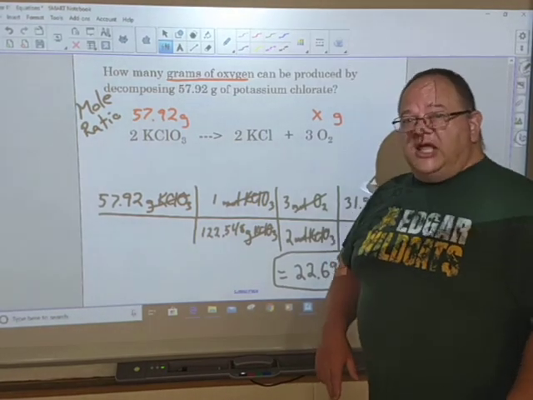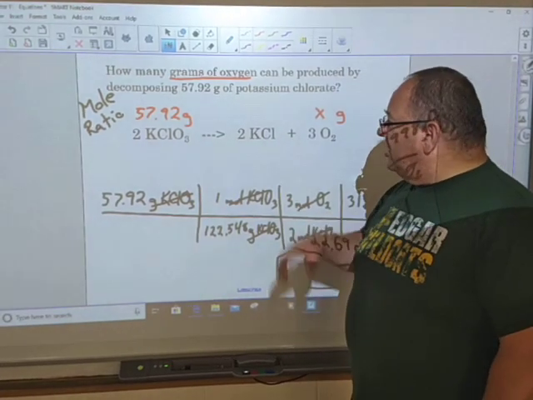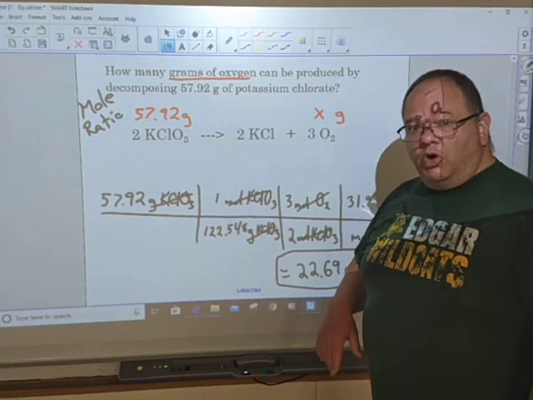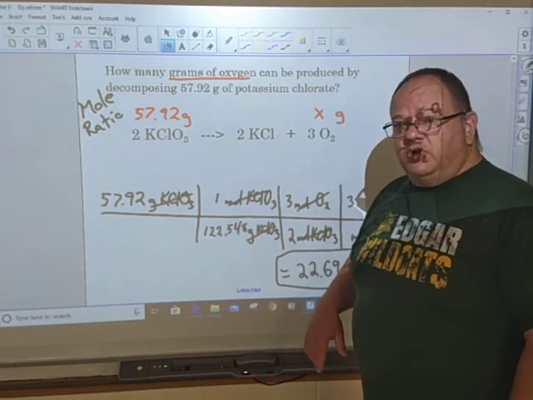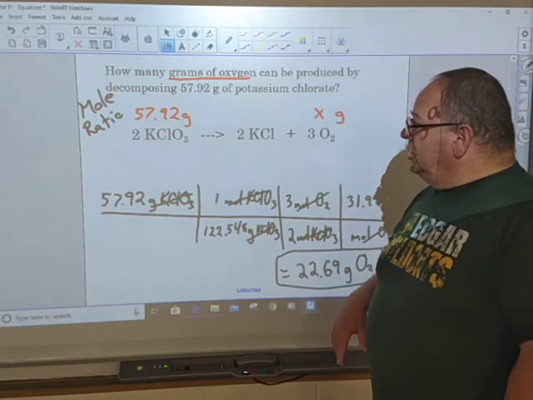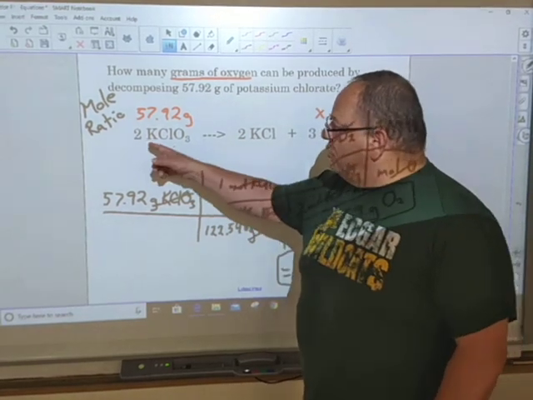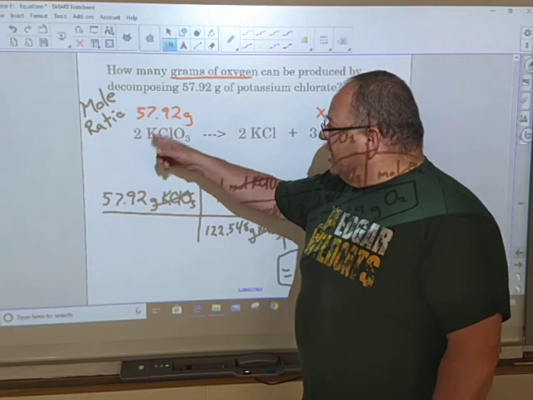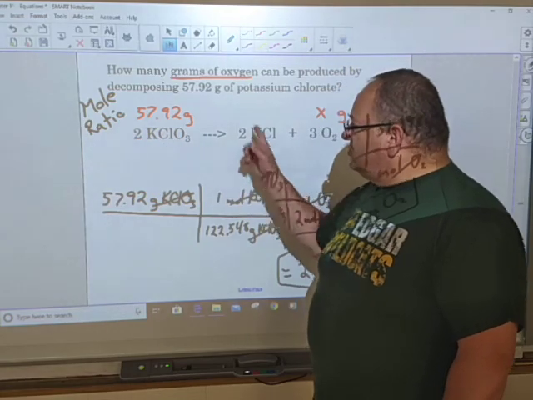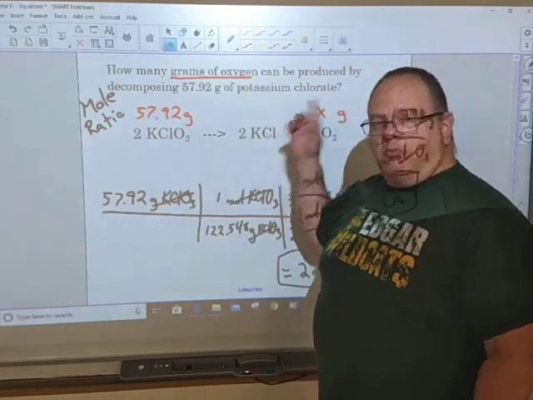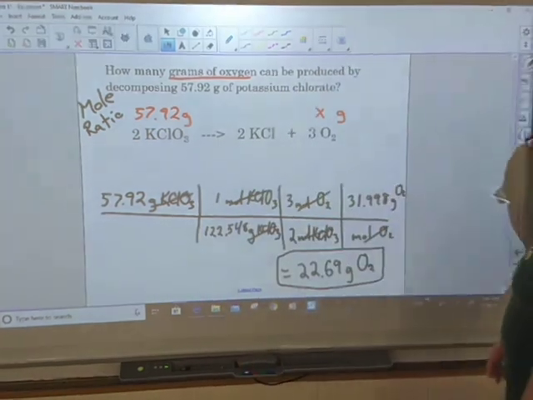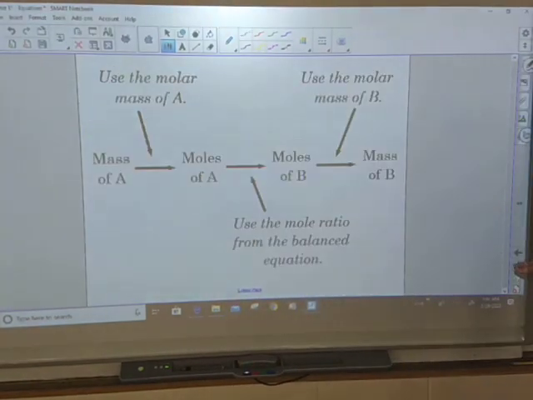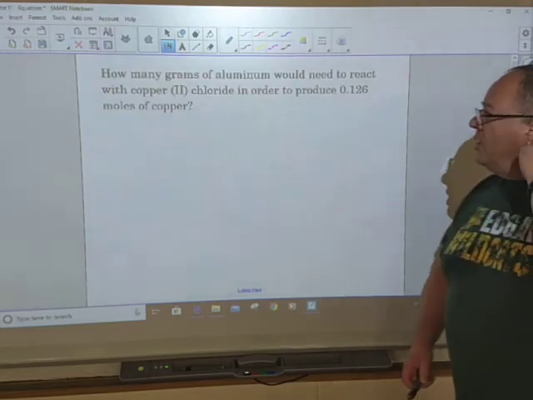If I said, hey, how many moles of potassium chloride would be produced if I react 4 moles of potassium chlorate? And you just say, well, if I got 4 moles of this, and every 2 moles gives you 2 moles, so 4 moles will give us 4 moles. Just that easy. We can just look at that ratio. All right, so let's try one more.